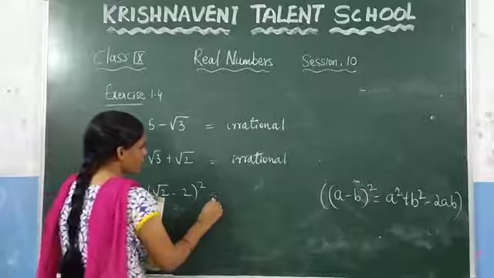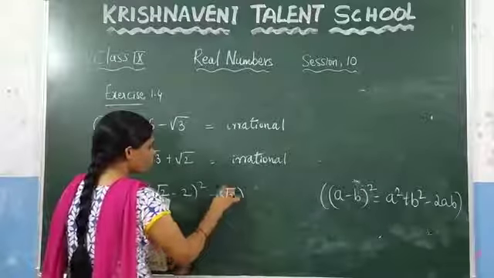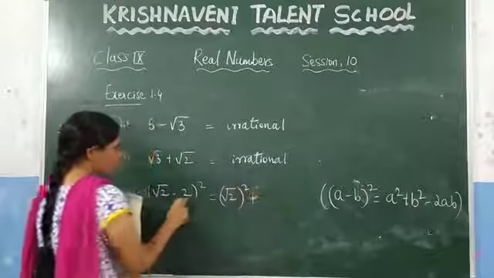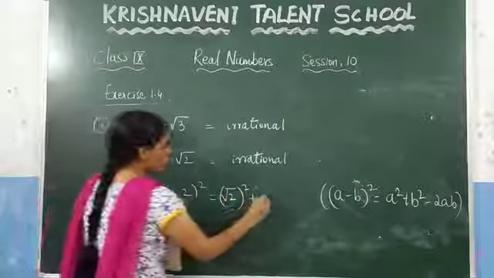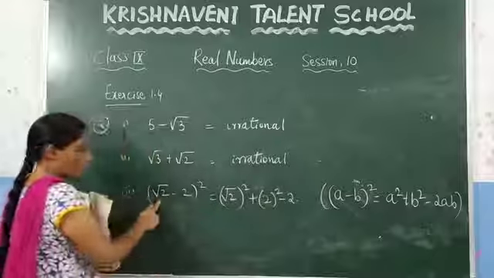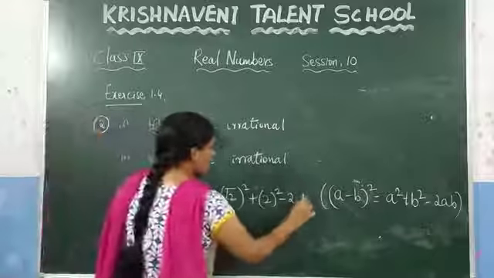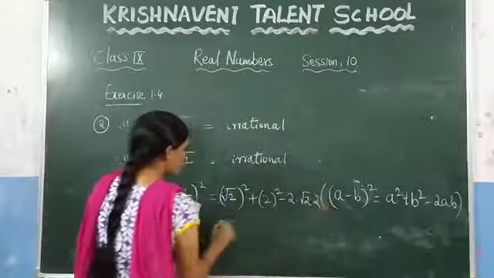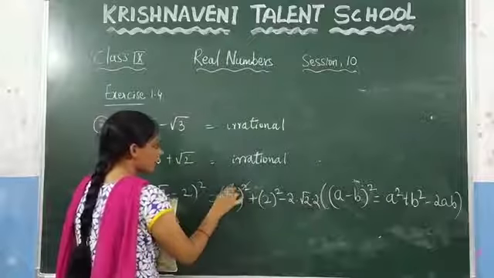Now here, what is the value of a? Root 2. Whole square plus b square. What is the value of b here? 2. So 2 square minus 2ab. What is the value of a? Root 2. And what is the value of b? 2. Now solve it. Here this root and this square will get cancelled.